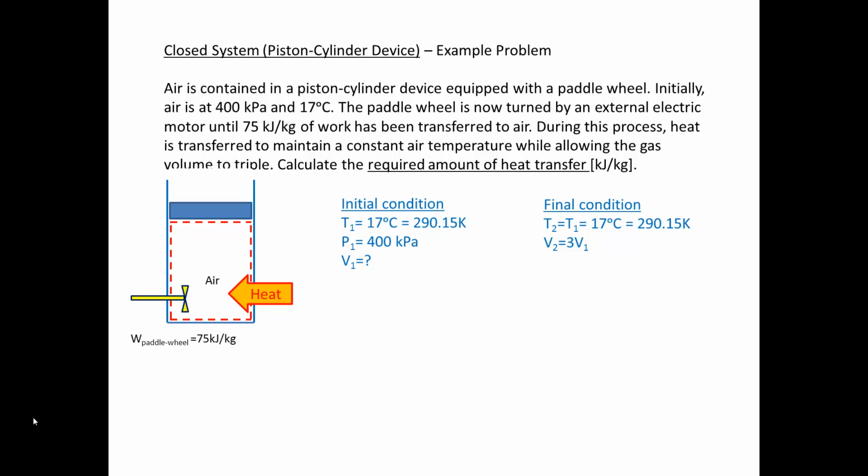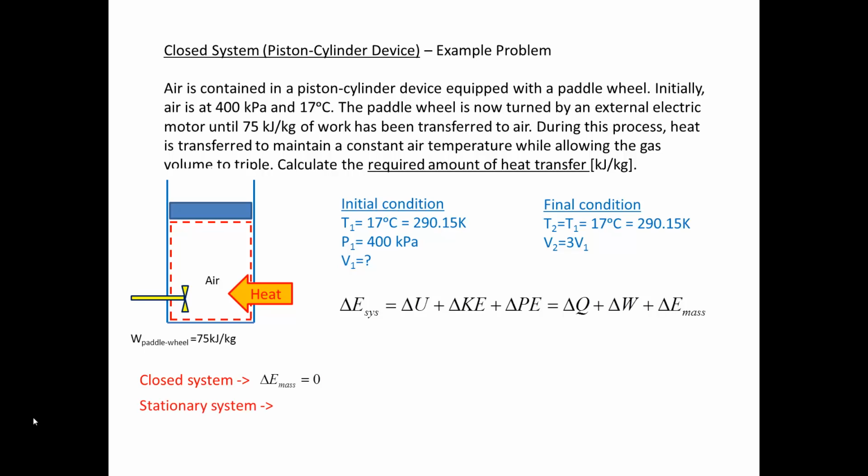In order to find heat transfer, we start with energy balance and energy transfer equation from the first law of thermodynamics. Using the given information, we can confirm it is a closed system, therefore no energy transfer by mass flow. It is also a stationary system, so there are no kinetic and potential energy changes. Most importantly, there is no temperature change during this process, so there is no internal energy change.